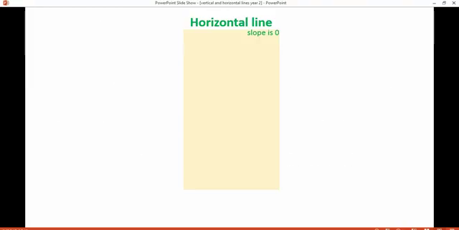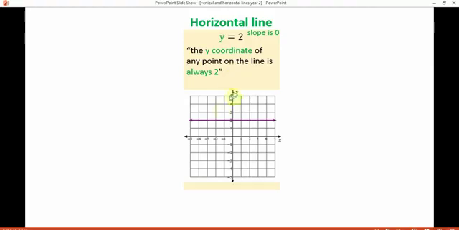Horizontal lines have a slope of 0. And our example of a horizontal line is y equals 2. Now basically what this equation is saying is that the y coordinate is 2. The y coordinate of any point on the line is always 2. So we need to make a line that has a y coordinate that is always 2. And here we can see that.